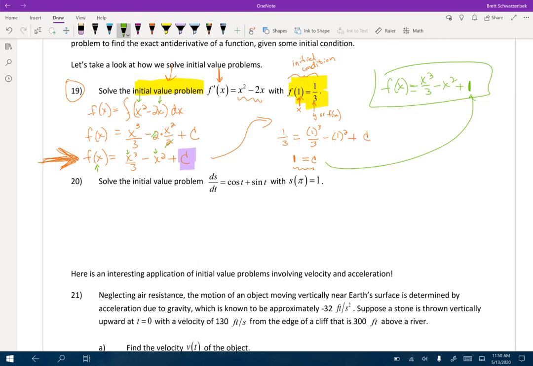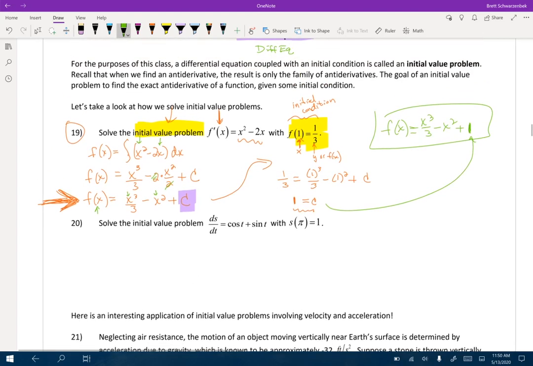So what does that mean as a whole? This is the only function that will create this derivative when f of 1 is equal to 1/3. That is what that means. That is what you have to make sure you understand.